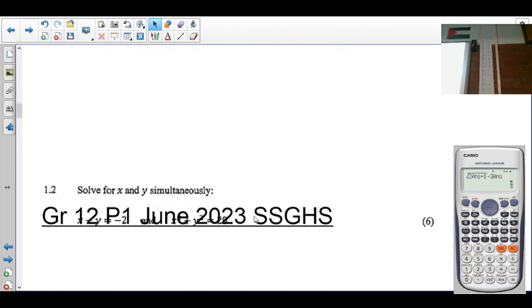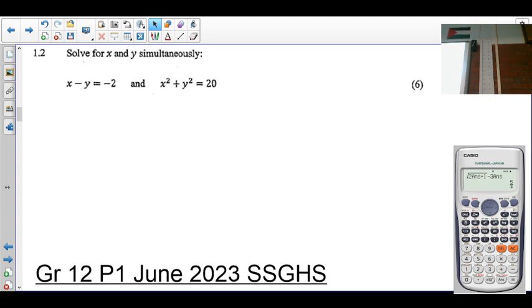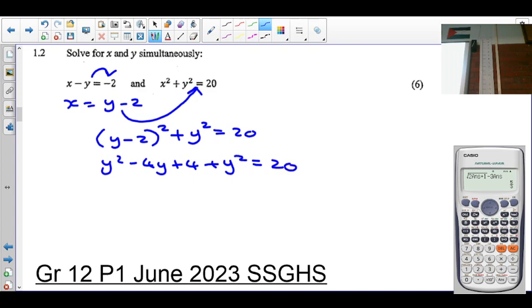Let's look at the next question, question 1.2. The question says solve for x and y simultaneously or at the same time. So again I'm going to make x the subject of the formula. Either I can make x or y the subject of the formula. Okay? But I get y over the equal sign, so I get x is equal to y minus 2. So I then take that and I substitute it into the other equation. Wherever I see an x, I replace it with y minus 2. So it's y minus 2 squared plus y squared is equal to 20. So you get y squared minus 4y plus 4 plus y squared is equal to 20.